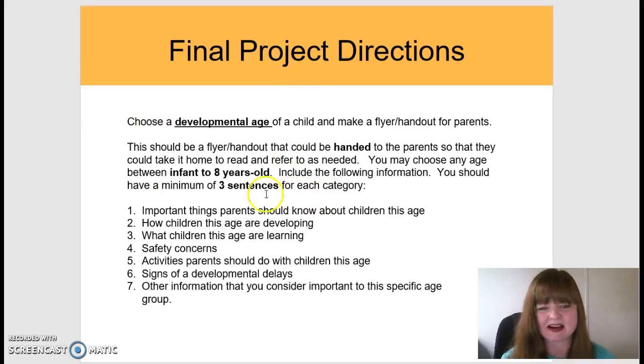A few things I'd like to see on that. Important things parents should know about this child at this particular age. You'll need to have at least 3 sentences on each of these: how children this age are developing, what children this age are learning, some safety concerns for this specific age group, activities parents should do with children this age, signs of potential developmental delays, and then any other information that you consider important that you'd like to pass along to your parents. As an ECE teacher, you're not just teaching the child, you're also teaching the family.